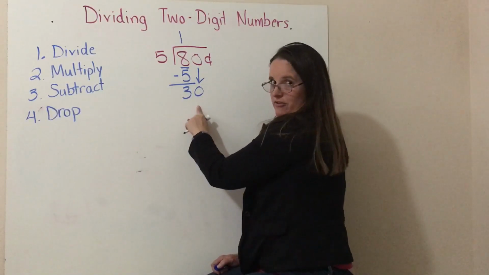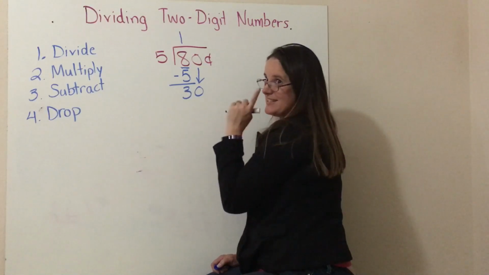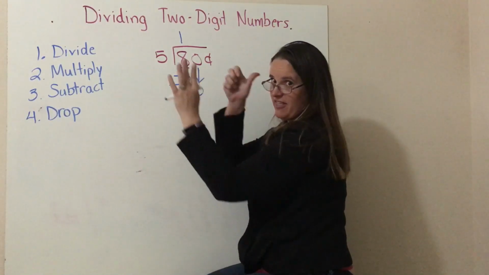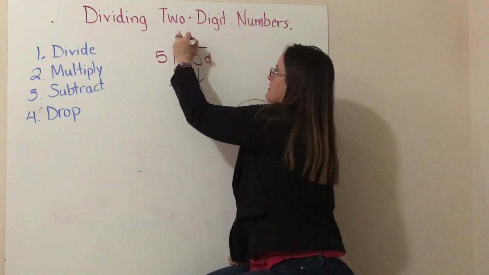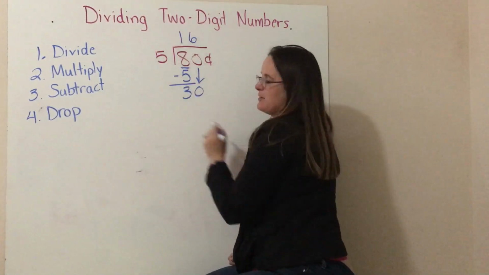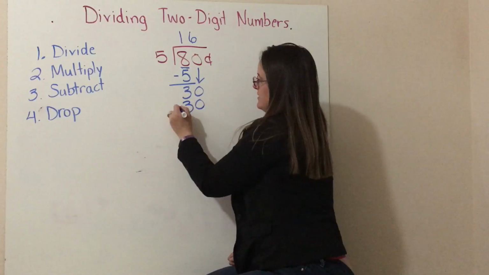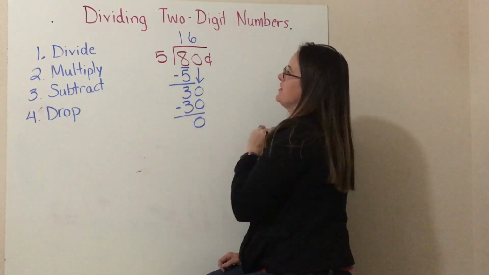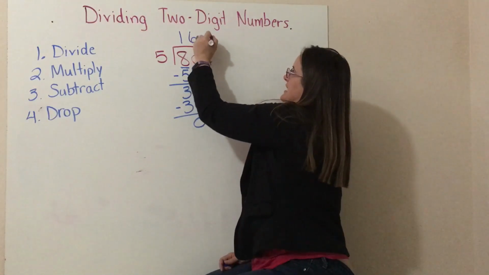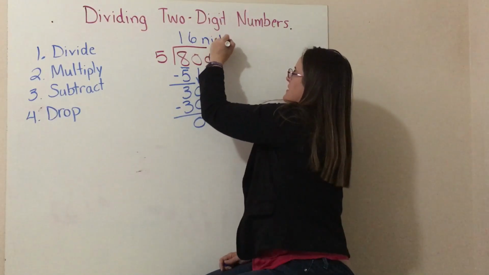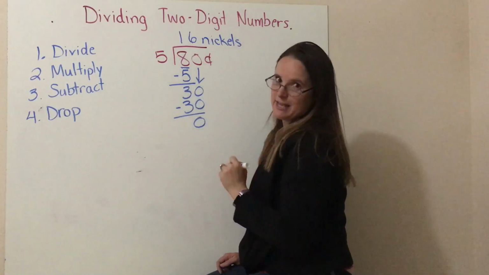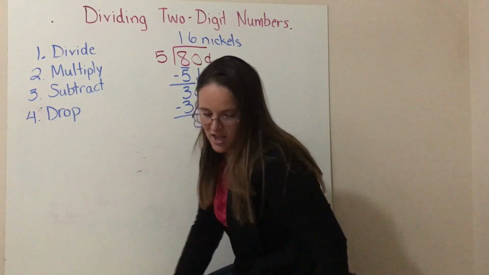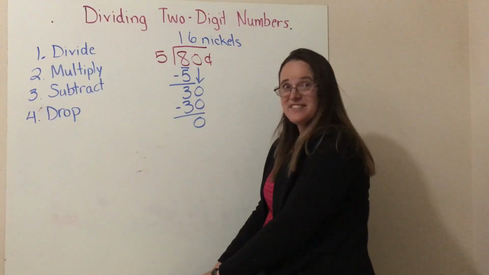5 goes into 30. We just did this in the last problem. 5, 10, 15, 20, 25, 30. 6 times. 6 times 5 is 30. We subtract again, have 0 remainder, and we know that Rob has 16 nickels. Don't forget those labels, students. Okay, 16 nickels. All right, that is the end of this lesson.